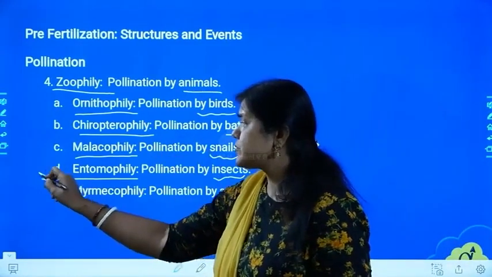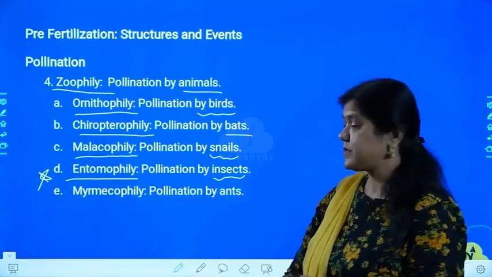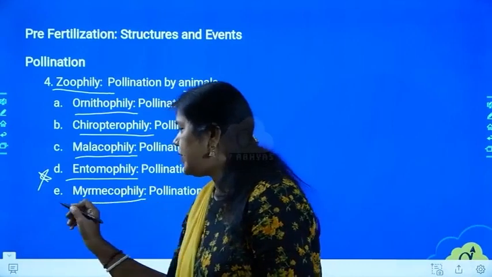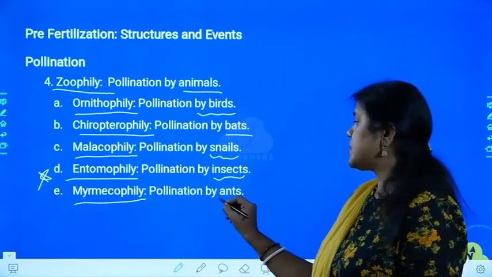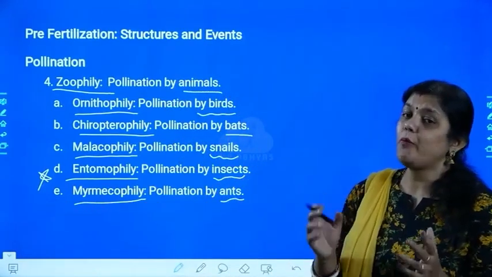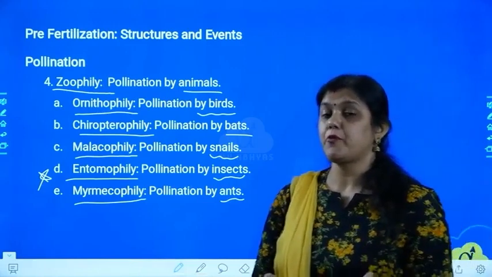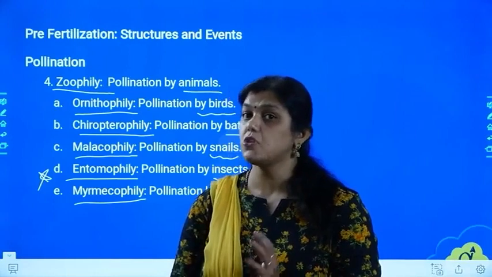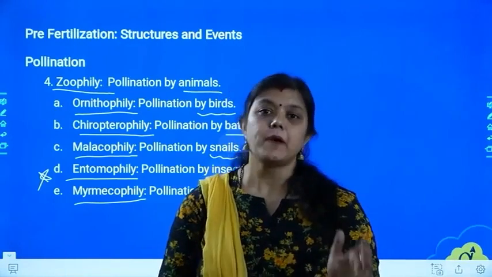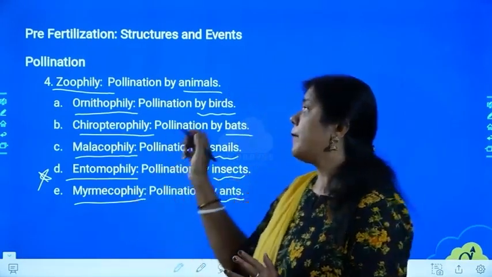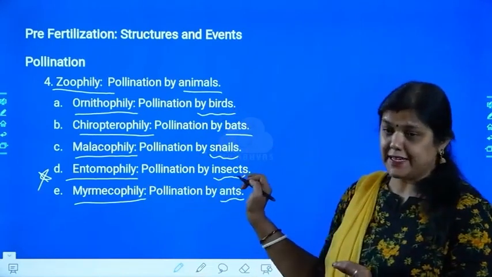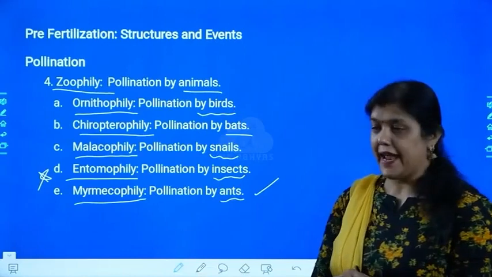This is asked so many times. What is entomophily? I have seen it in previous year question papers also. Next comes myrmecophily. Myrmecophily is the pollination by ants. See, so many animals are actually helping in the process of pollination. We only think of butterflies and honeybees. It is not only the butterflies and honeybees, but the pollination can take place by birds, by bats, by snails, by insects, as well as by the ants.